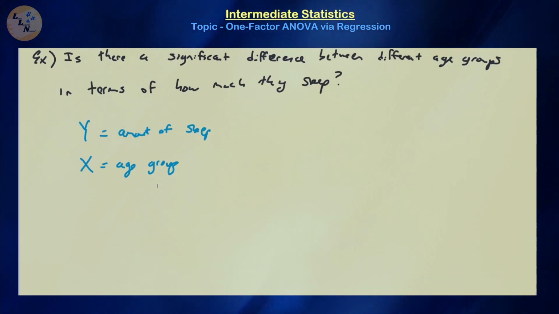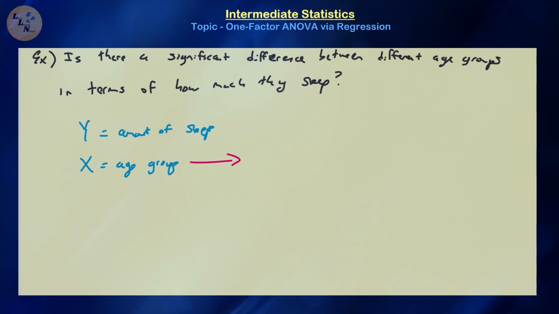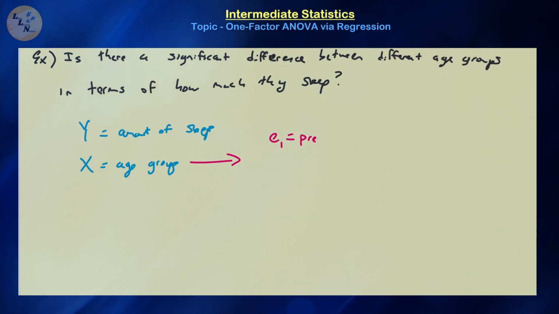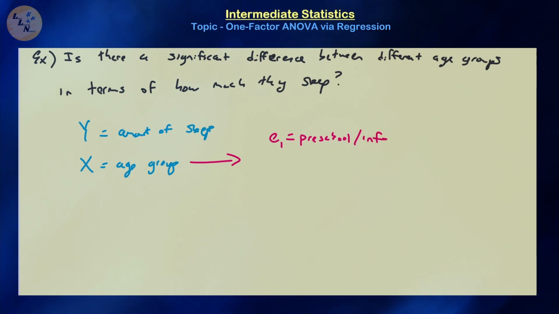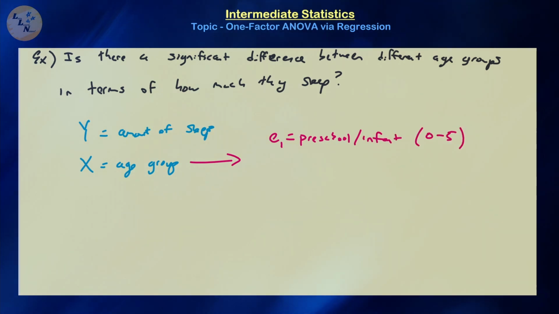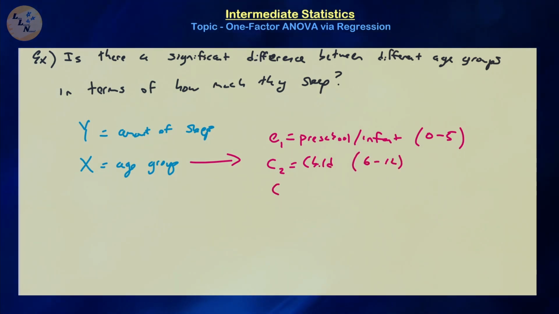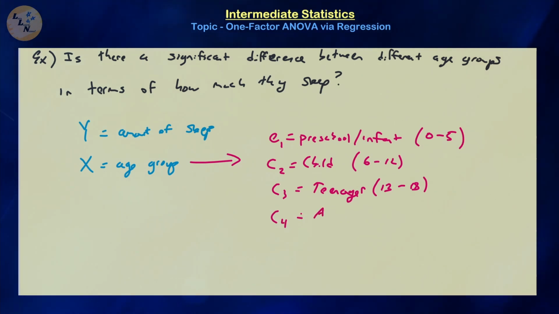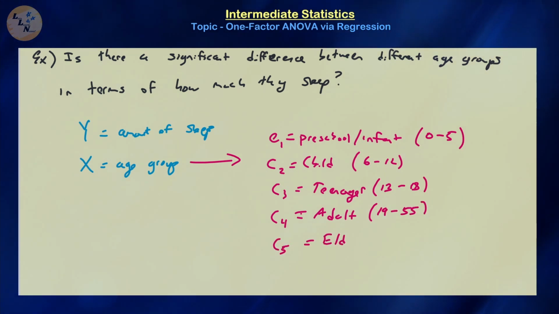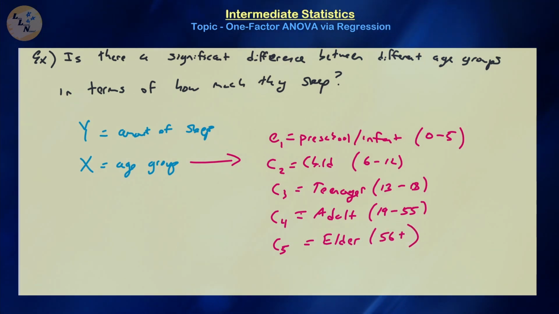Right? So these age groups are going to be partitioned in the following way, and of course this is not unique. You can choose different age groups if you want to. So category 1, this is going to be equal to the preschool and infant category, i.e. ages 0 to 5 years old. Category 2, this is going to be defined as the child category, i.e. 6 to 12. Category 3, let's define this as the teenager category, which is going to range from 13 to 18. C4 is going to be our adult or young adult category. Let's define that as 19 to 55. And then C5, let's define that as the elder group, which is going to be defined as 55 and older.